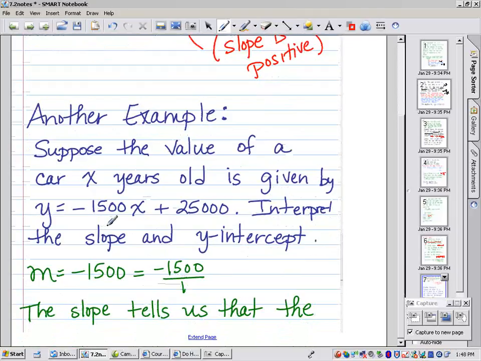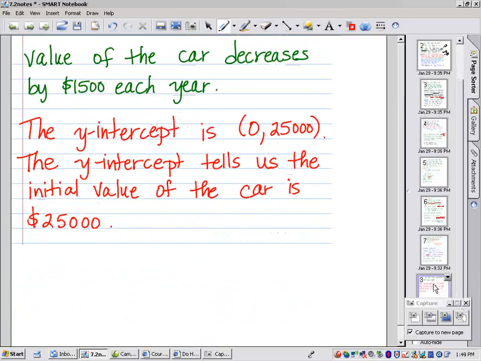So first we have to know what the slope is, right? The slope is the coefficient of x, which is negative 1,500. We can write that as a fraction. It's negative 1,500 over 1. So the slope is telling us here that the value of the car decreases by 1,500 each year. Right, the negative 1,500 over 1. Since our denominator is 1, that means every year that change will occur.